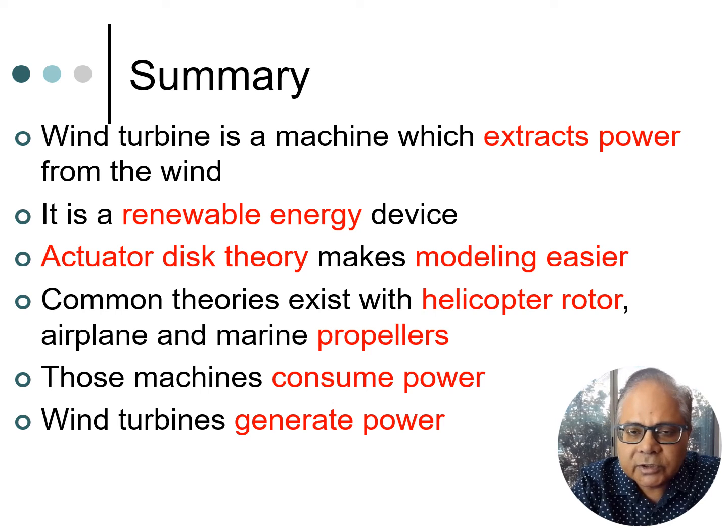Now, there are common theories between wind turbines and helicopter rotors, airplane, and marine propellers. These theories have come up because many of these devices essentially use a similar thing, which is they are using a rotor to generate power or to use power. What happens with the helicopter rotor and the typical propellers is that those machines consume power, and the objective there is to generate thrust. Whereas the wind turbine actually generates power, and whatever thrust is produced is a byproduct. You cannot do one without the second, and therefore the wind turbine is a somewhat different type of device in that it generates power out of the wind.